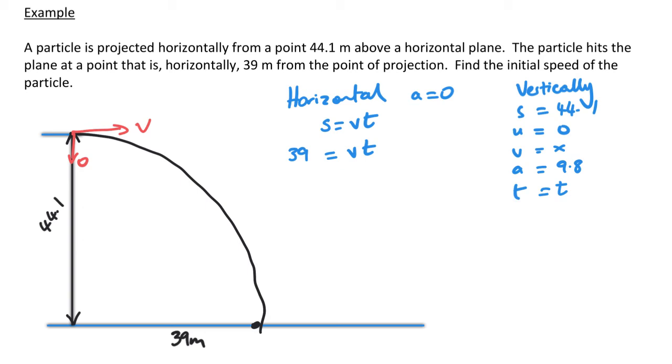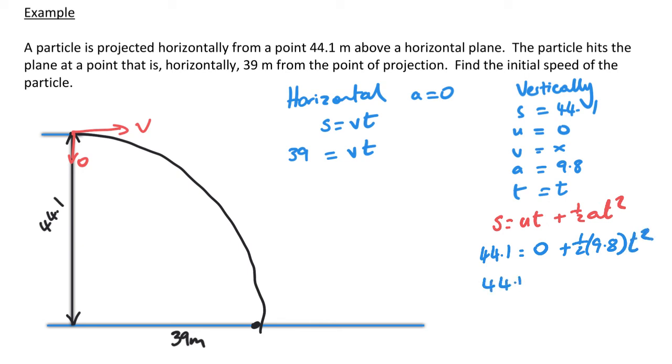So SUVAT, that's going to be s equals ut plus a half at squared. So substituting in what we have, 44.1 equals 0, so 0 times t is 0, and then plus a half of 9.8 t squared. So 44.1 equals 4.9 t squared. t squared is going to equal 9, so t then is going to be 3. It's not going to be minus 3 because we can't go back in time, so we'll just forget about that one.